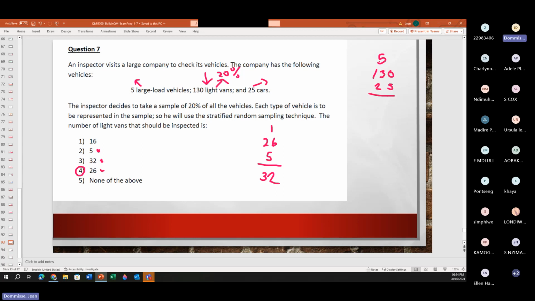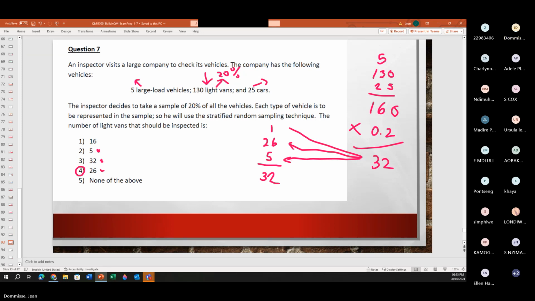So that gives us 5 plus 25 is 50, plus 150 gives us 160. So that is 160 vehicles. If I'm taking 20% of that, I am also getting my 32 vehicles. And those vehicles will then be split into 5 in my sample, 26 in my sample, and 5. Okay, so that's also a way that you could have worked it out.